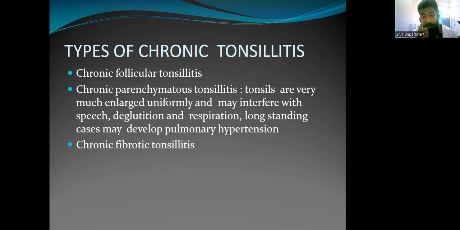The types of chronic tonsillitis. So there are three basic types of chronic tonsillitis. One is the chronic follicular tonsillitis. One is the chronic parenchymatous tonsillitis. One is the chronic fibrotic tonsillitis. So chronic follicular, like we discussed in the acute follicular, you have follicles present on the medial surface, which is due to the presence of purulent material in the crypt opening.